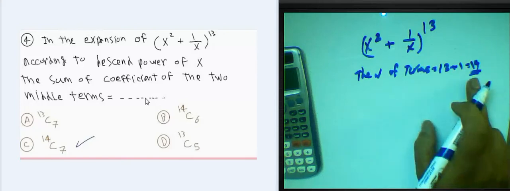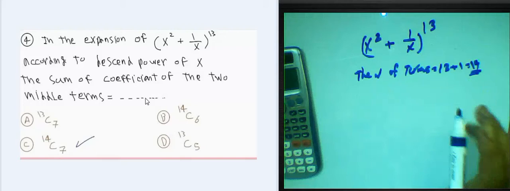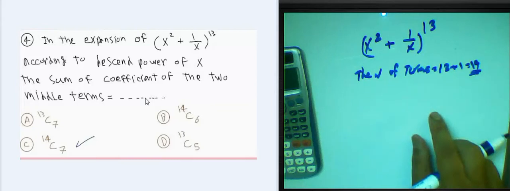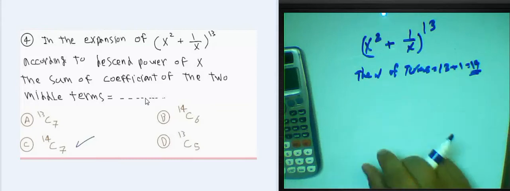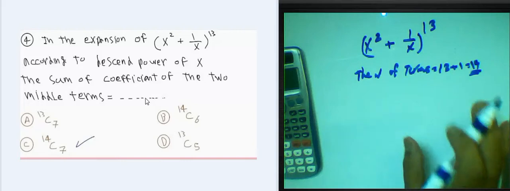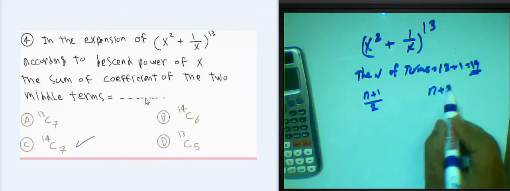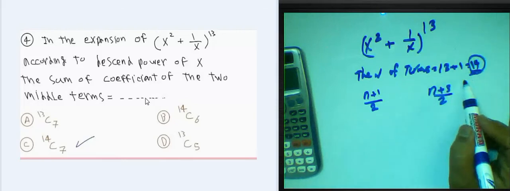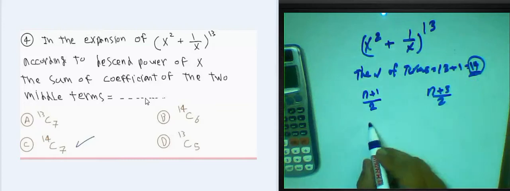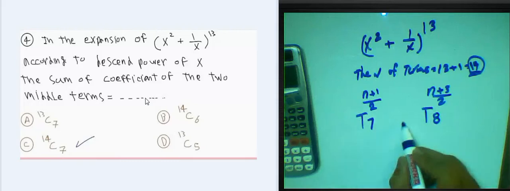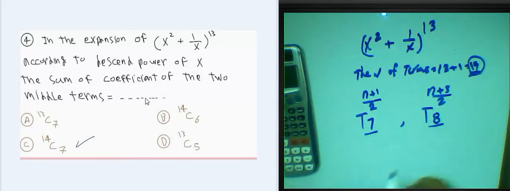He tells me the sum of coefficients of the two middle terms equals what? We know there are 14 terms, it's even, so we can find the middle between them. 14 divided by 2 is 7. Terms 7 and 8 are the middle. Then the order of the two middle terms is (n+1)/2 and (n+3)/2, or you can divide 14 by 2, which is 7, and the next term is 8. The term 7 and term 8 are the middle terms. We have two terms here, and we want to find the sum of the coefficients of these two middle terms.